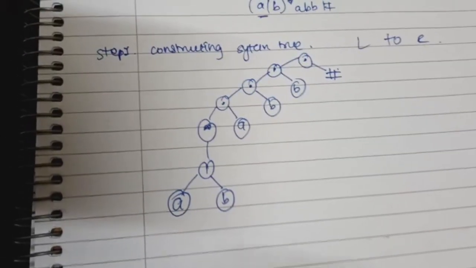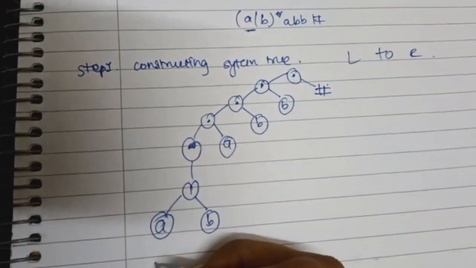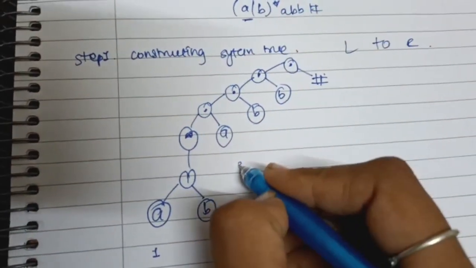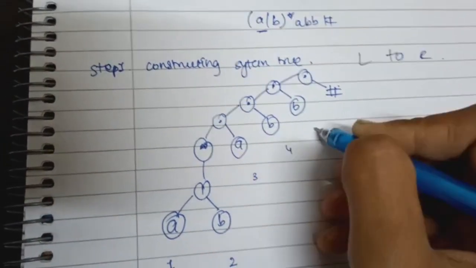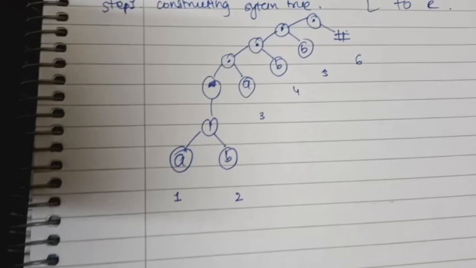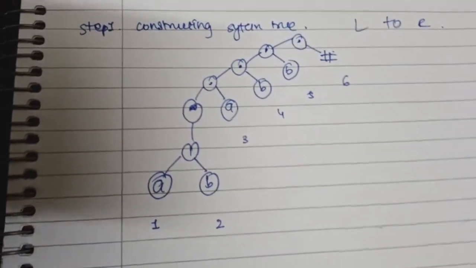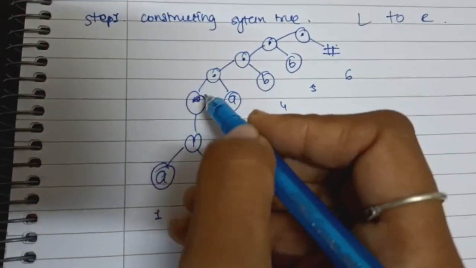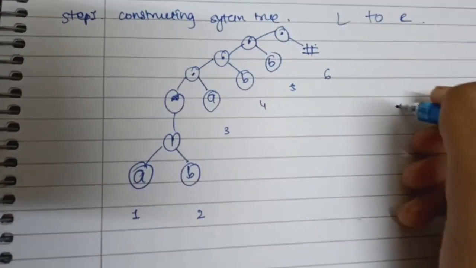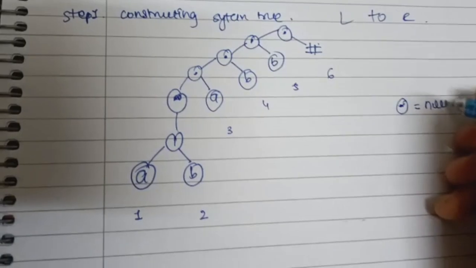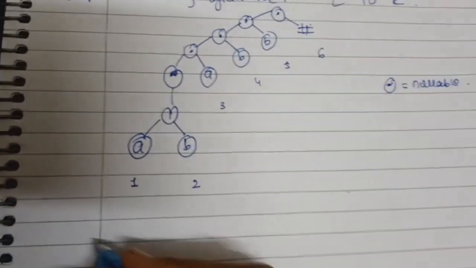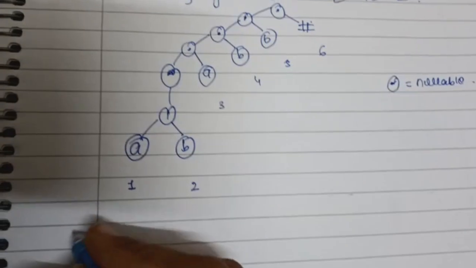Now let's assign the position to these nodes. Okay, I'll assign this as 1, I'll assign this as 2, then 3, 4, 5 and 6. Our second step was to find the nullable node. The only nullable node here is the star operator, so we'll mark this star as a nullable node.